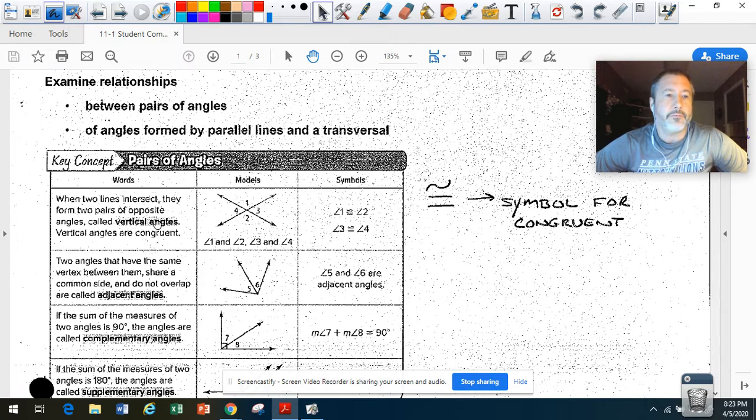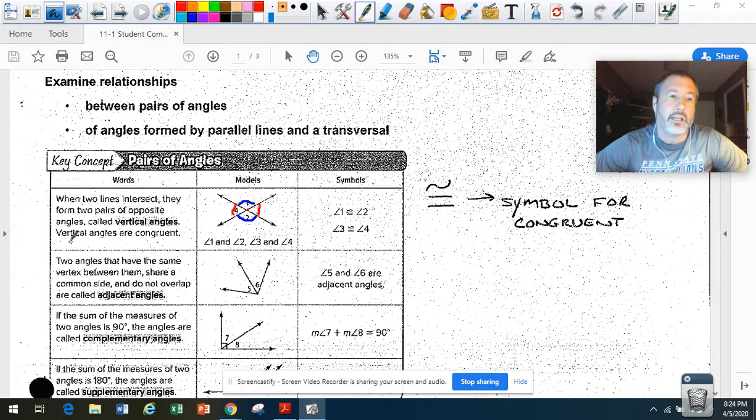So let's look here first at the vertical angle. It says when two lines intersect. What we mean by that, we have a line here and a line here. It's a terrible drawing here, but they intersect at this point right here. So it says when two lines intersect, they form two pairs of opposite angles. These are called vertical angles. So this angle is formed and the opposite of angle 4 is angle 3. If we look here, the opposite of angle 1 is angle 2. Those are opposite angles. Those are known as vertical angles.